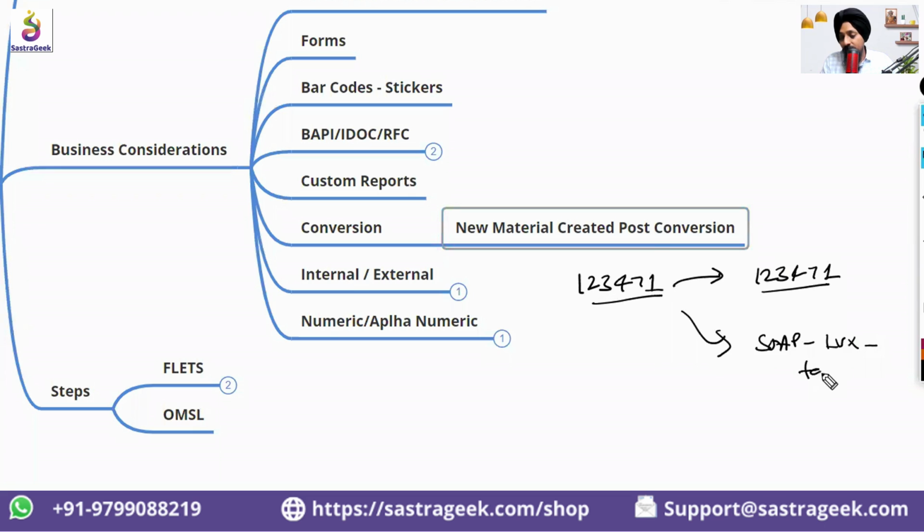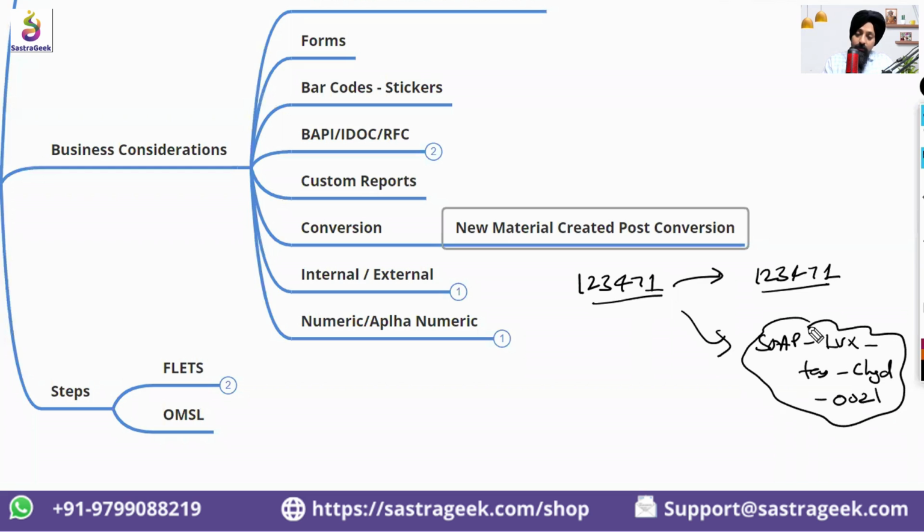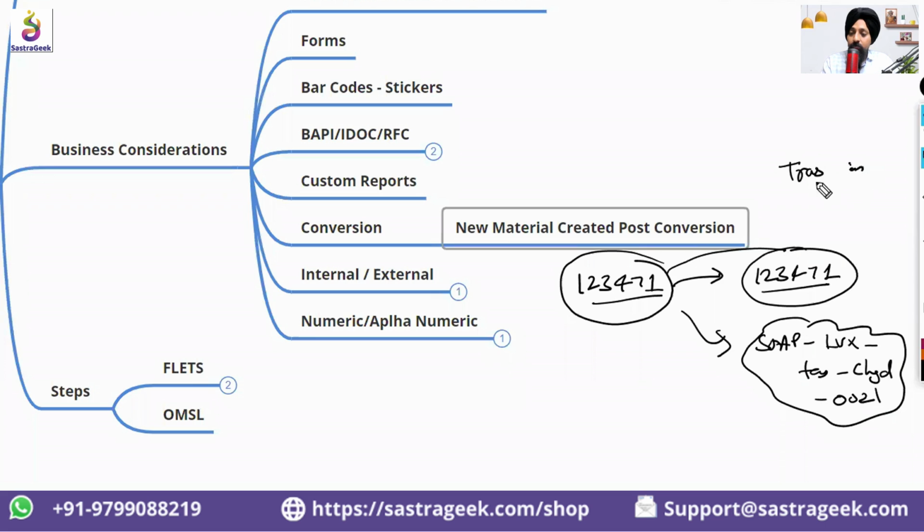It cannot be converted into this number in conversion. This material would be going as this material, because in conversion, you are taking all the transaction history. Purchase order, sales order, material documents, everywhere it is, the material is available with this code. So you cannot change to this code.